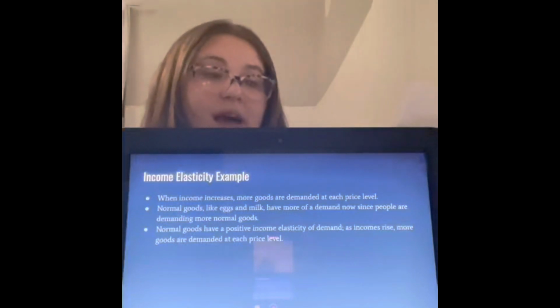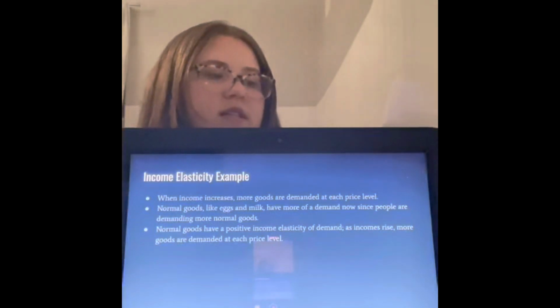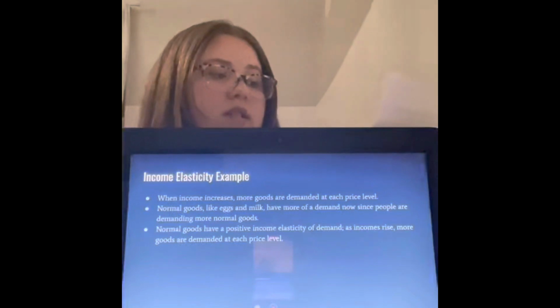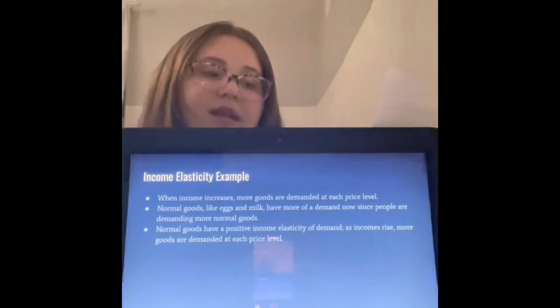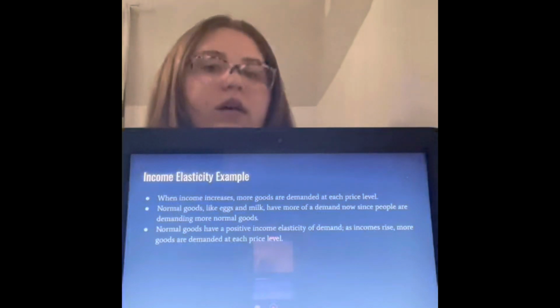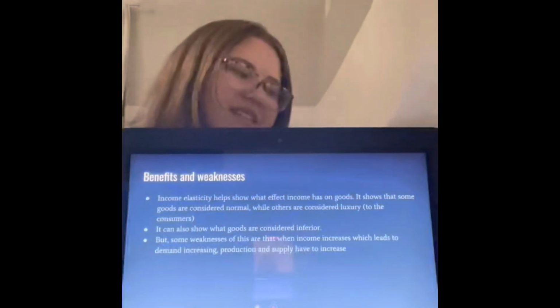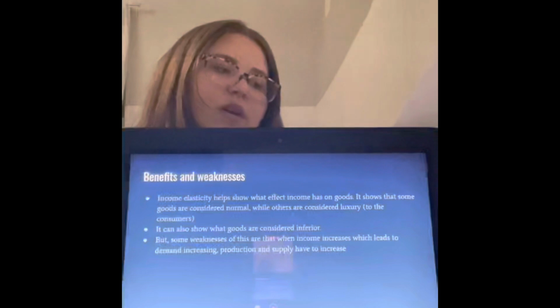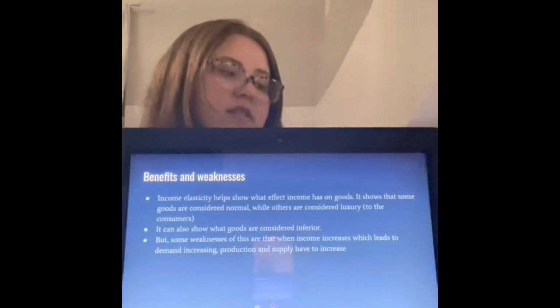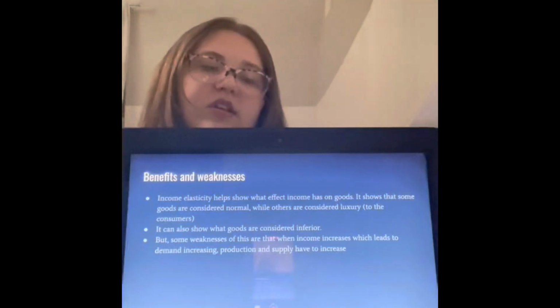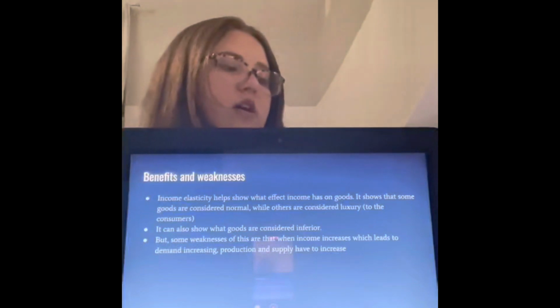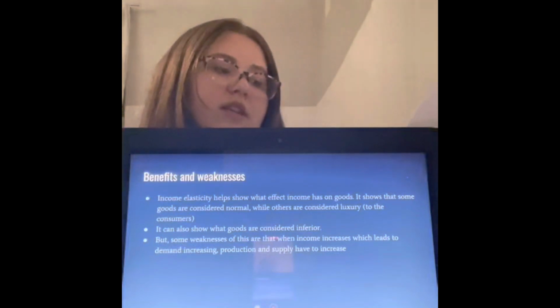Income elasticity example would be when income increases, more goods are demanded at each price level. Normal goods like eggs and milk have more of a demand now since people are demanding more normal goods. Normal goods have a positive income elasticity of demand as income rises because more goods are demanded at each price level. Benefits and weaknesses. Income elasticity helps show what effect income has on goods. It shows that some goods are considered normal while others are considered a luxury to consumers. It also shows that goods can be considered inferior.